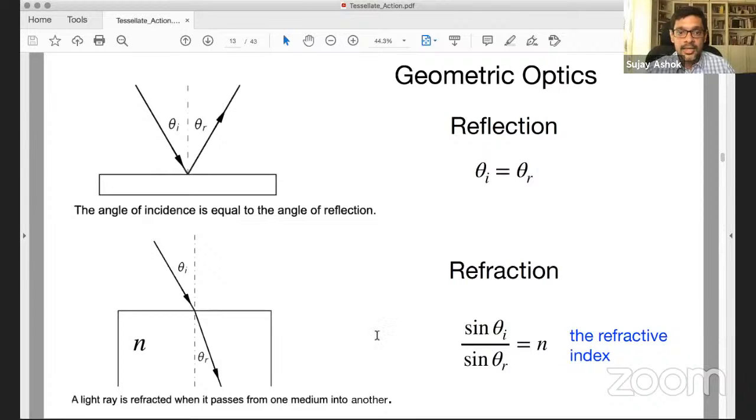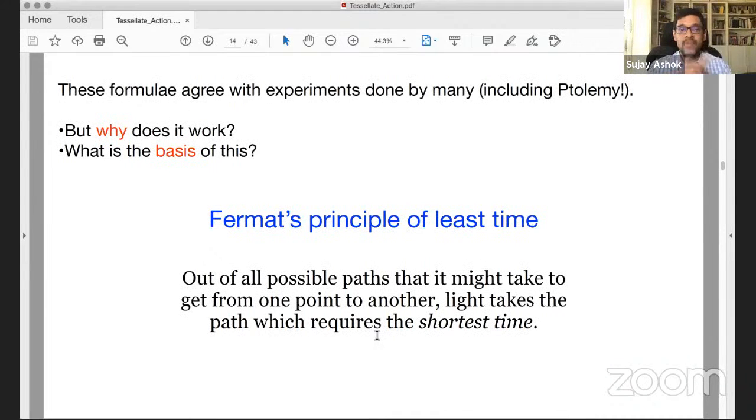Good. So then, these two formulae, as I said, agree with lots of experiments done by many people. You can ask, why does it work? Why should it be so? I mean, it's good to know such a law exists. It's excellent. But as physicists, it's always important to find a simple principle from which lots of consequences follow. So is there a single principle from which both of these can be explained?